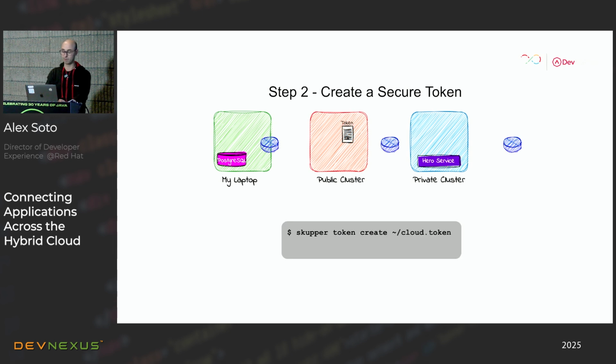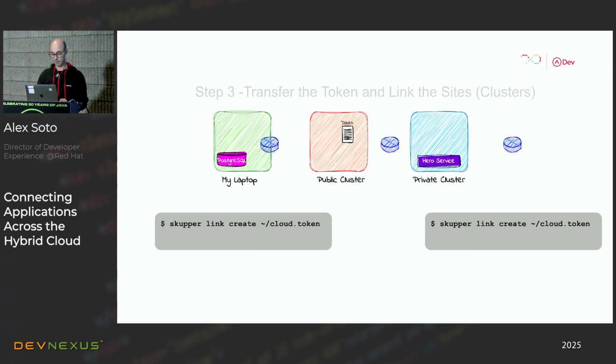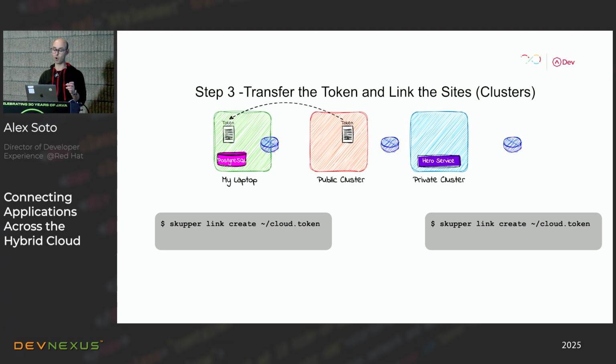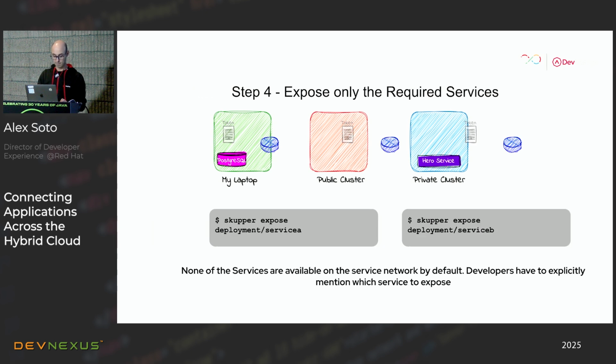Then I need to do Skupper token. If I want to secure all the connections, what I need to do is create a token that is shared across all the sites, so they know how to encrypt and decrypt the information that is being transferred. So I create a token and I share this token to all the clusters. I do Skupper link and basically automatically transfer this token to all the clouds. And basically, that's almost all the things that you need to do.